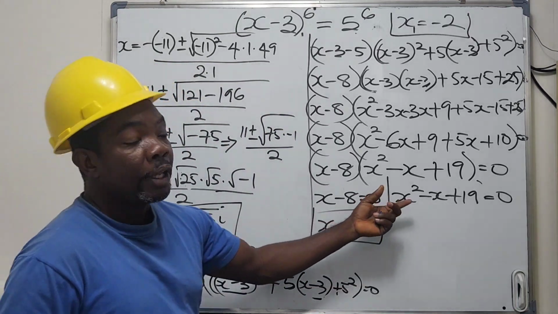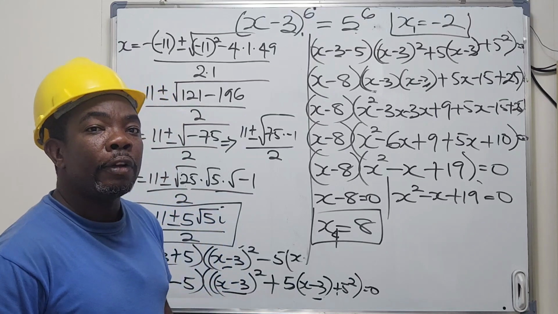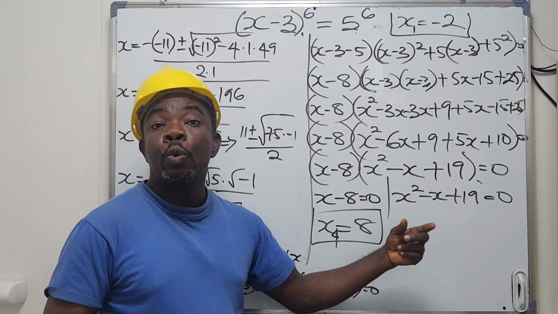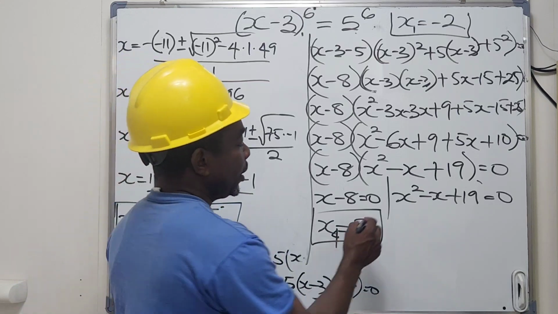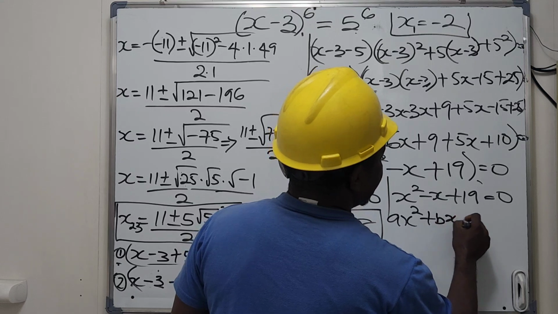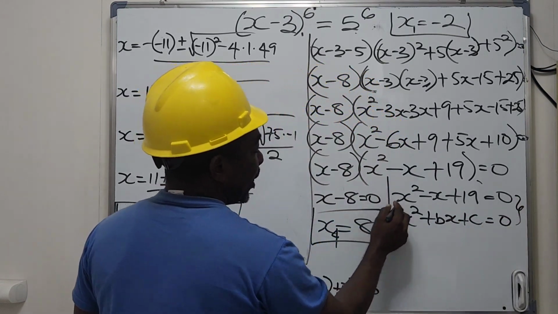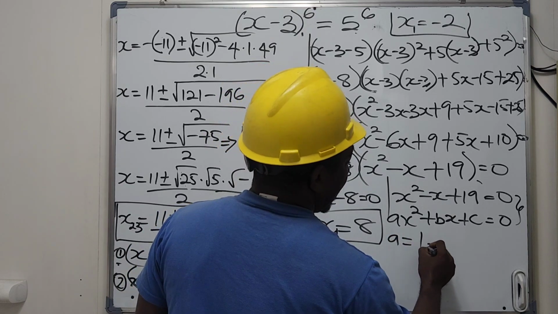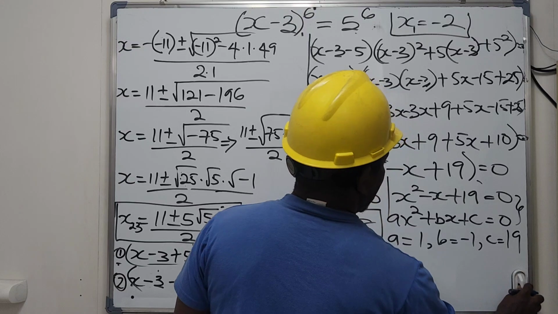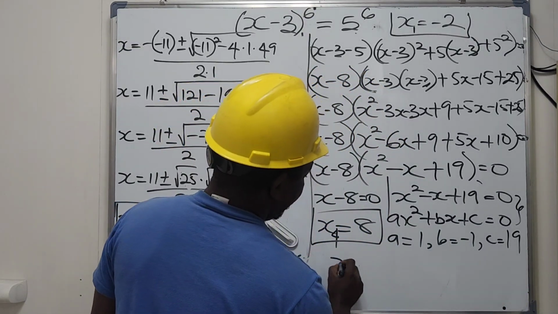So the second part is a quadratic equation. For us to find the value of x, we need to use the quadratic formula. Before we do that, we need to compare this equation with the standard quadratic equation, which is in the form ax to the power of 2 plus bx plus c equals 0. Comparing these two equations, you can find out that a equals 1, b equals minus 1, and c equals 19.